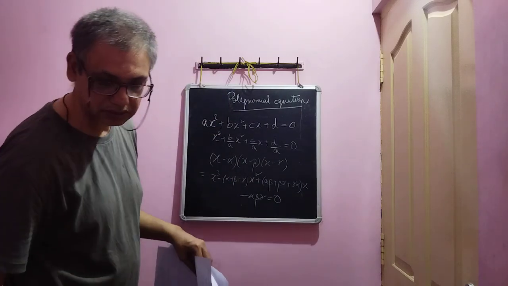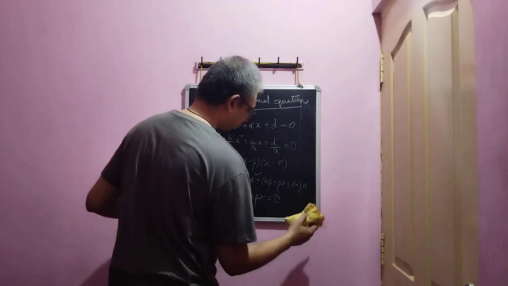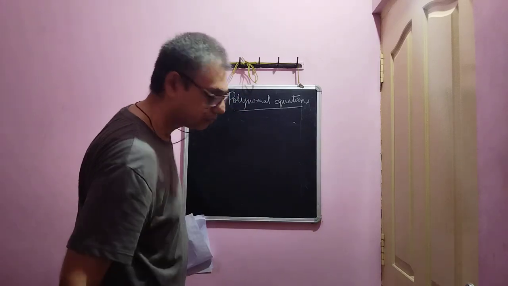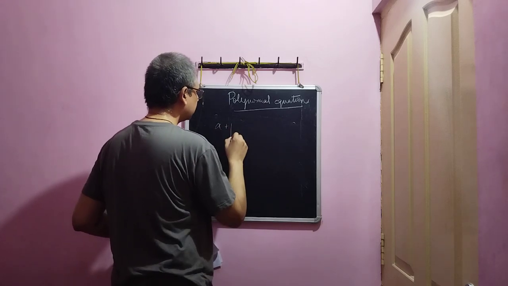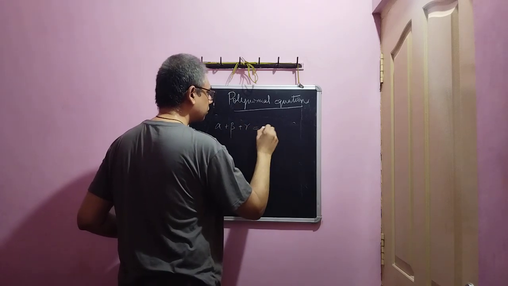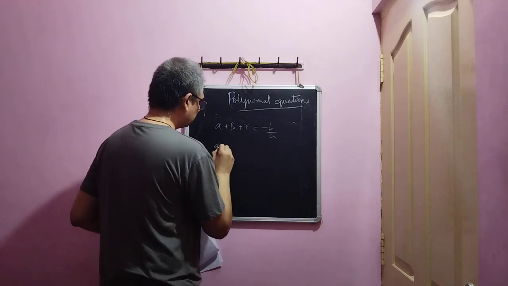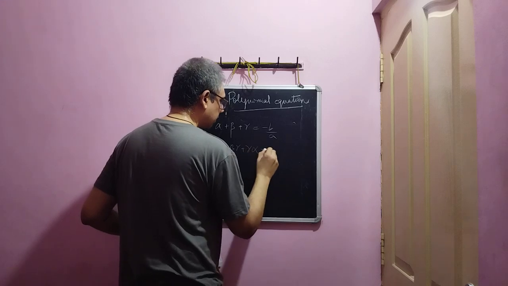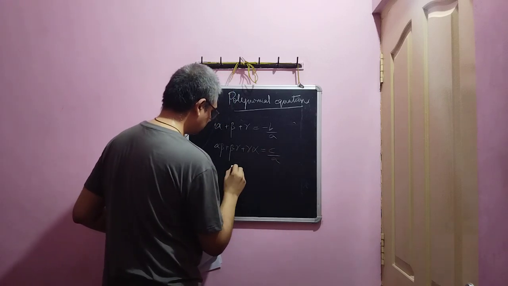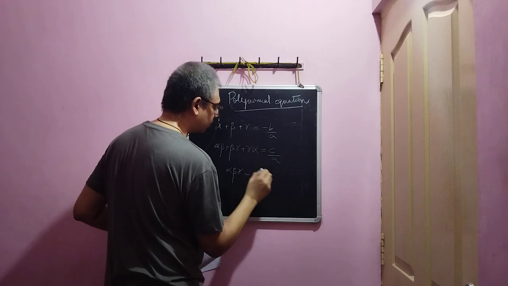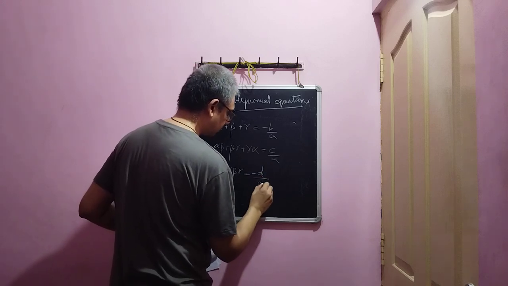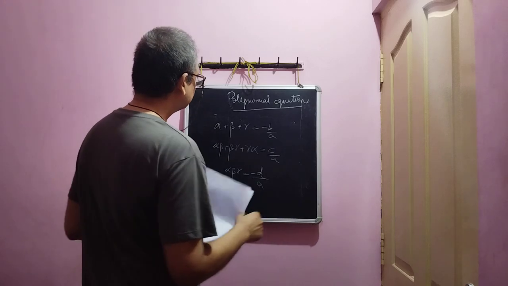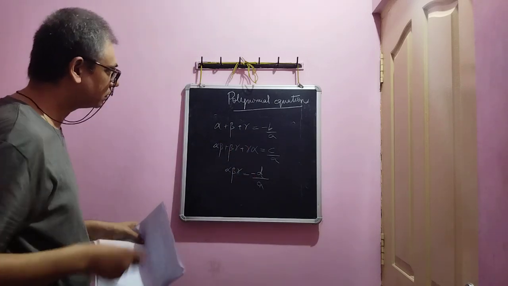Again, comparing the coefficients, similar to the quadratic, we will obtain alpha plus beta plus gamma equal to minus b by a, alpha beta plus beta gamma plus gamma alpha equal to c by a, and alpha beta gamma equal to minus d by a. So we will obtain something similar.